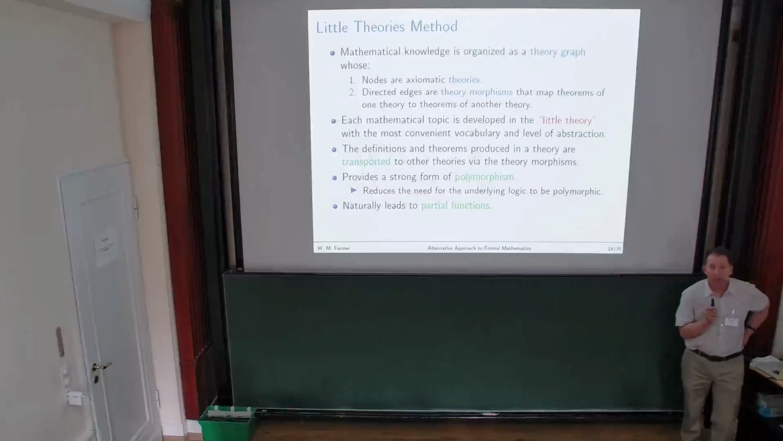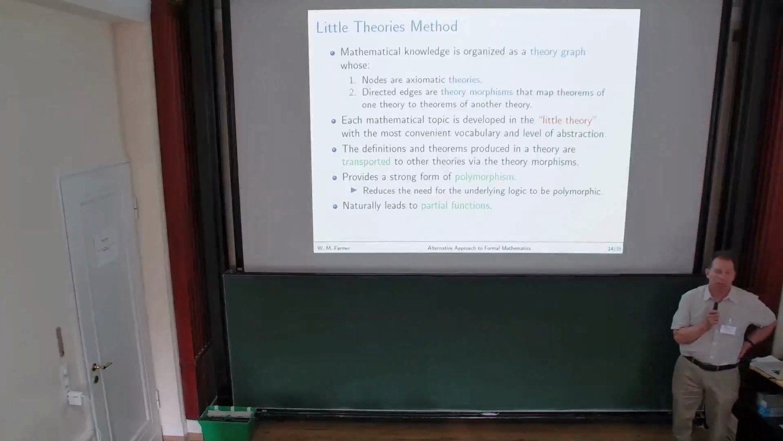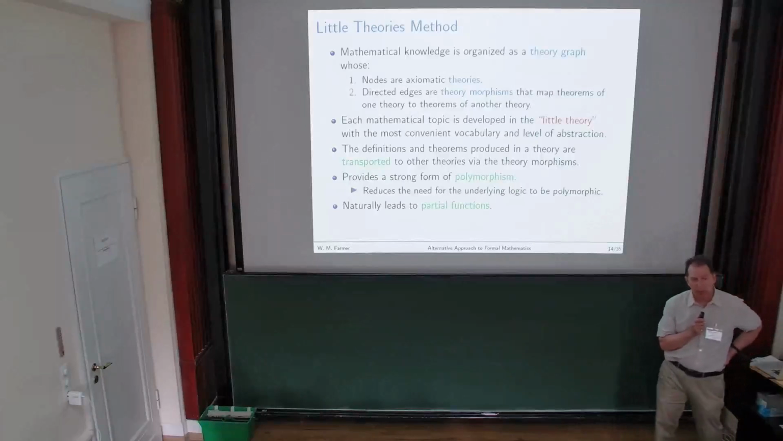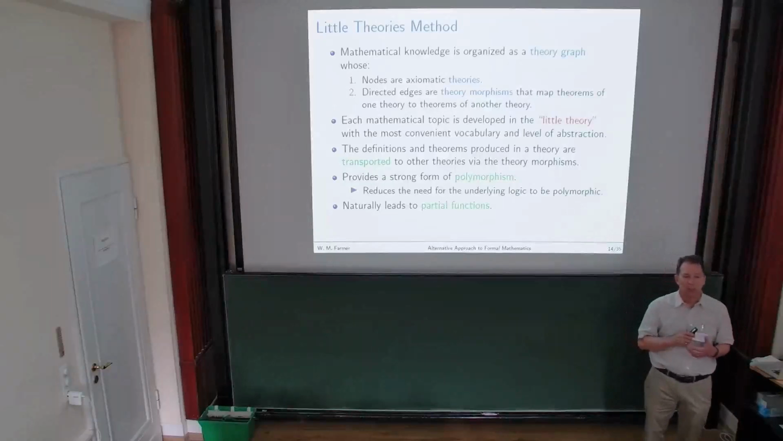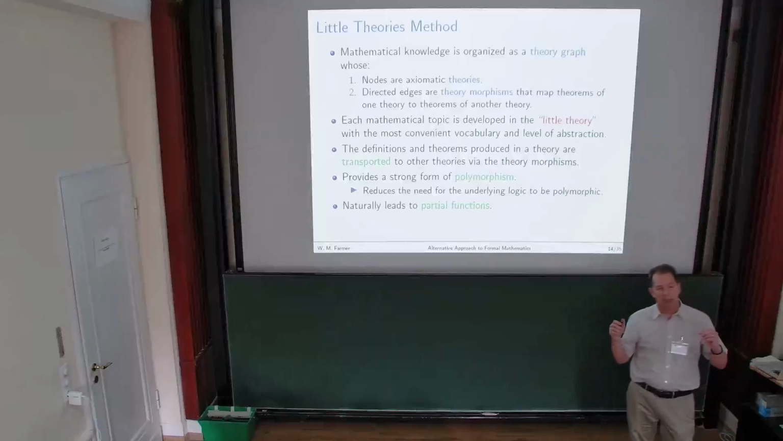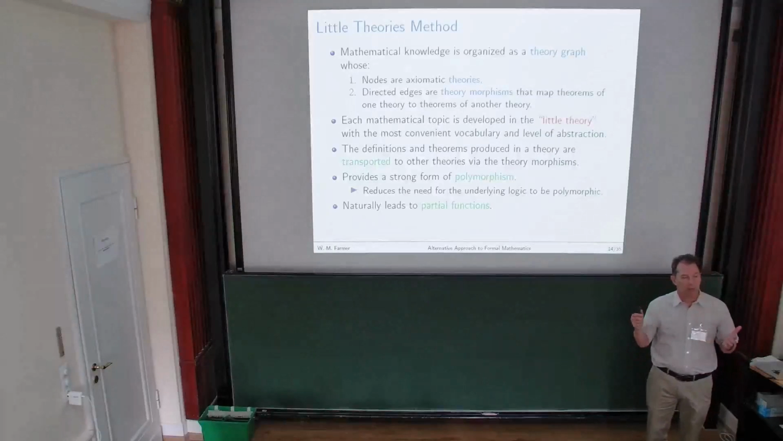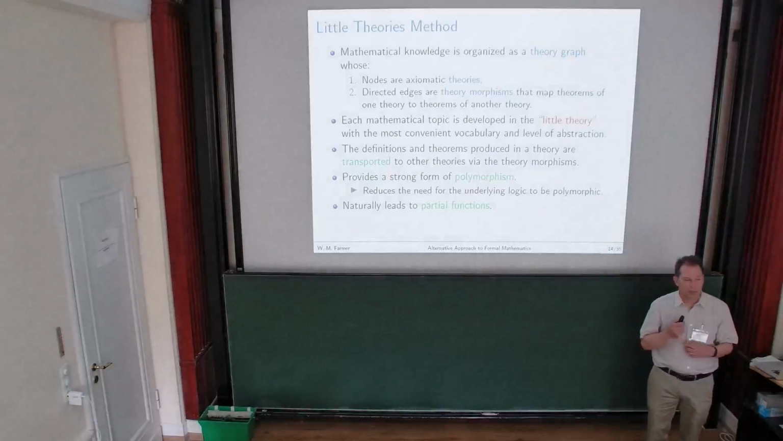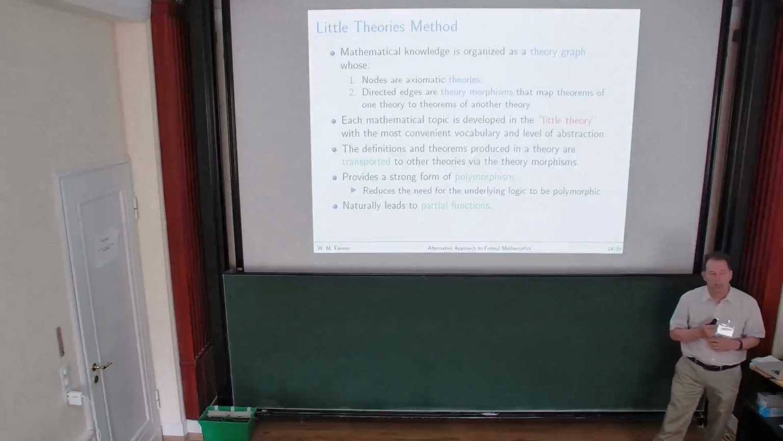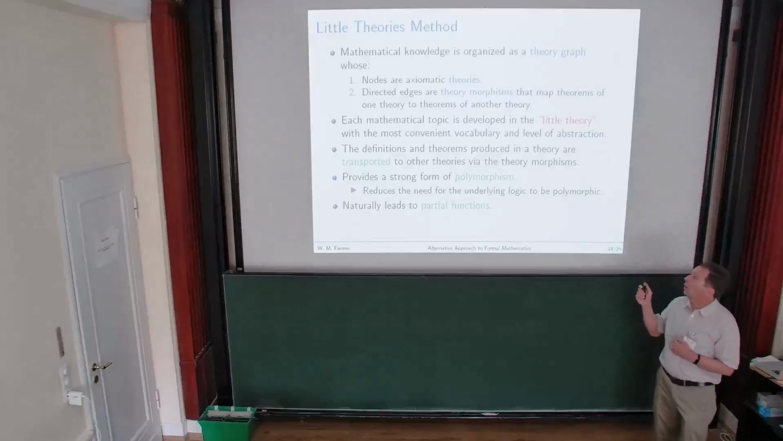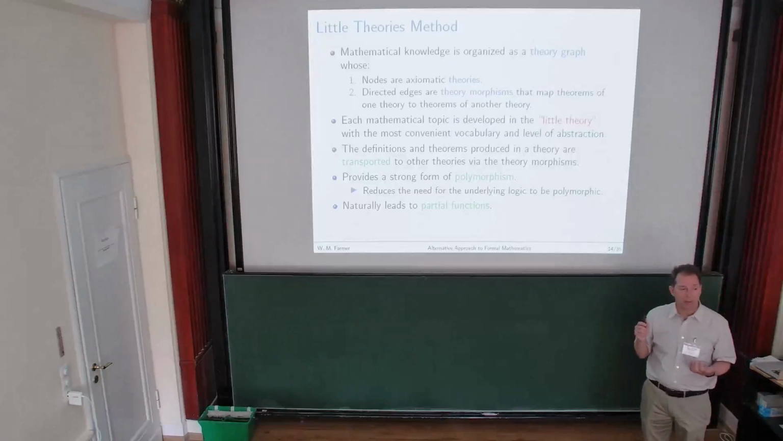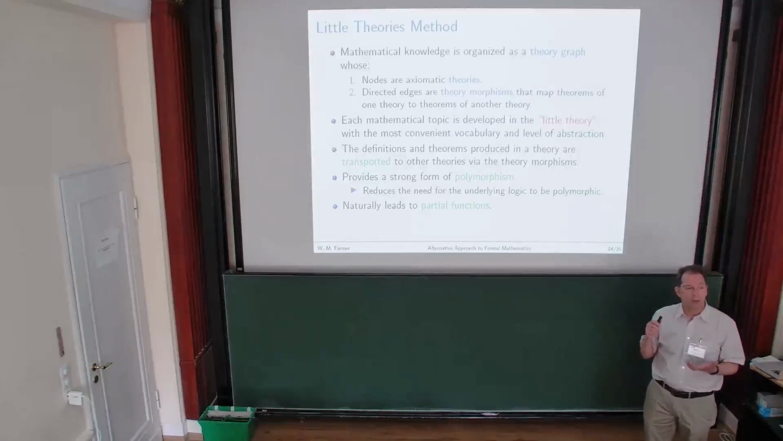So let me talk a moment about the little theories method. The little theories method is a really good way of building up bodies of mathematical knowledge. And the idea is your mathematical knowledge will be represented by a theory graph, a graph that has nodes and edges. These are actually directed edges. And the nodes are axiomatic theories. The edges are theory morphisms.